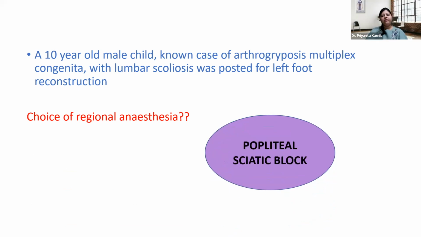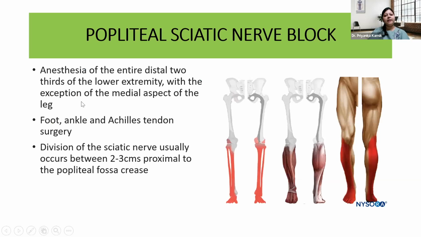So here we will be going for a popliteal sciatic block. The popliteal sciatic block gives anesthesia of the entire distal 2/3 of the lower extremity with the exception of the medial aspect of the leg. So the foot, ankle, and the Achilles tendon surgeries are all covered with this popliteal sciatic block. We have to remember that the sciatic nerve will divide into the tibial and the common peroneal nerves just 2 to 3 centimeters proximal to the popliteal fossa crease.